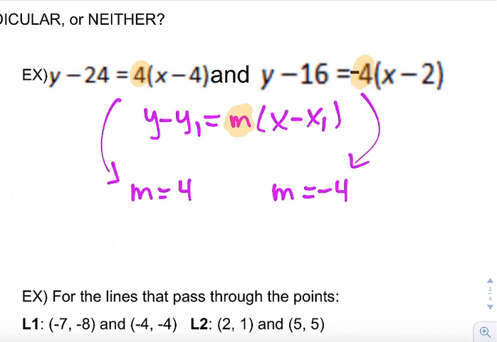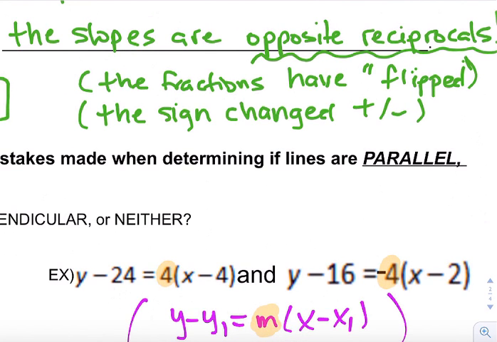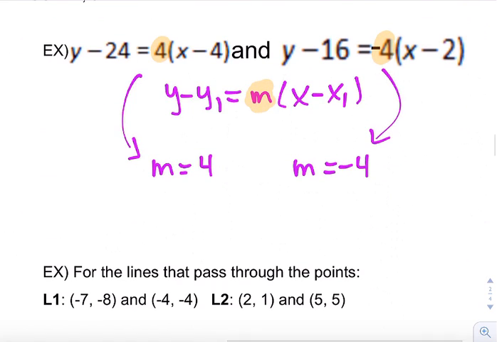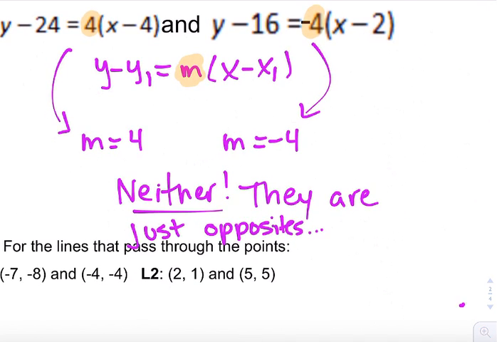When we're looking at parallel, perpendicular, or neither, they're definitely not parallel because they're not the same number. Even though they're both 4s, one's positive and one's negative, which fits the opposite part of opposite reciprocals, but it does not fit the reciprocal part. These are not opposite reciprocals, they're just opposites because the sign has changed. If these were opposite reciprocals, it would be like 4 and -1/4. So these are actually just neither. They are just opposites, not reciprocals.